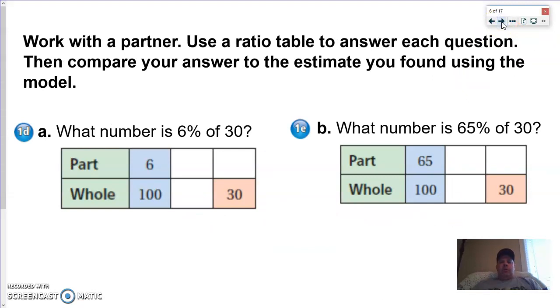In these two, we are going to work with a ratio table to answer each question. Then compare your answer to estimate what you have from a model.